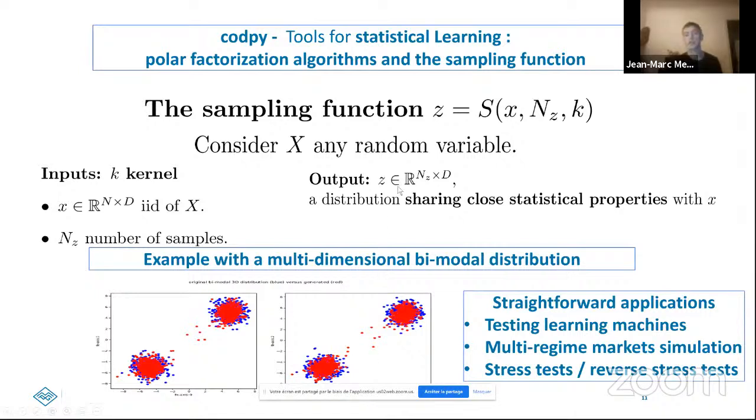And in blue is the original distribution, and in red is the distribution that has been generated. And the generated distribution shares very close statistical properties with the original one. I mean that you can use a Kolmogorov-Smirnov test and you would be unable to distinguish both distributions.